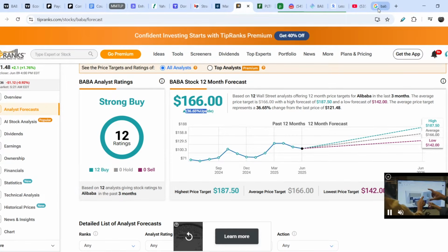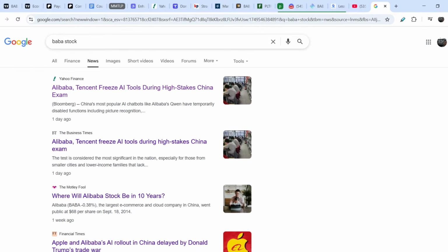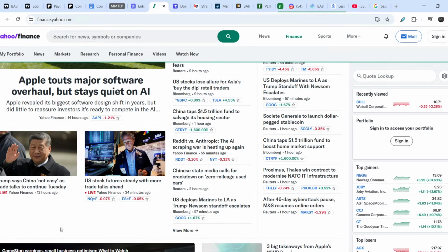Let me show you more details about the sentiment for this stock. If you type BABA stock in the Google search bar and switch to the news tab, you will not find a lot of news that could be a catalyst for this asset. But guys, the major catalyst for today's session will be this news: Trump says China not easy as trade talks to continue Tuesday.